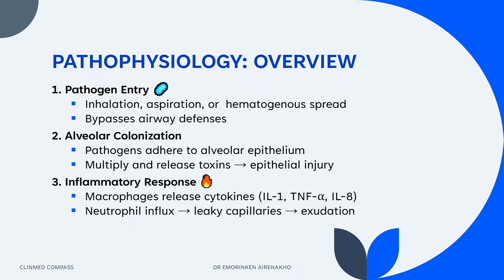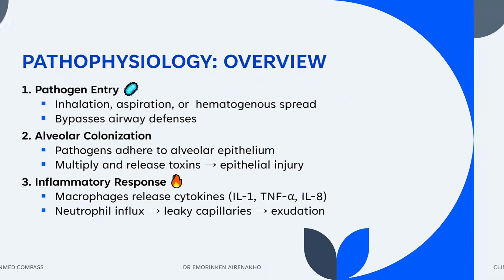The immune system quickly reacts. Macrophages release inflammatory cytokines like interleukin-1, 8, TNF-alpha. They recruit neutrophils to the site of injury. Neutrophil activity increases capillary permeability, which leads to leaky vessels and exudation of fluid into the alveoli.